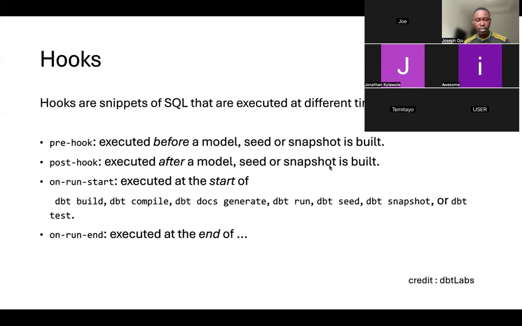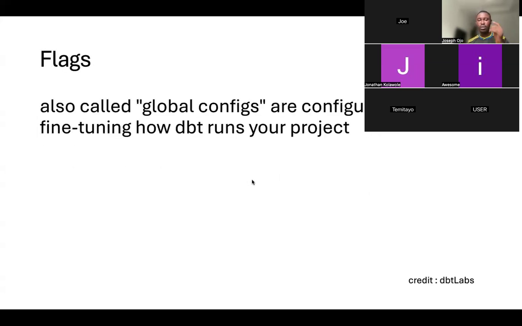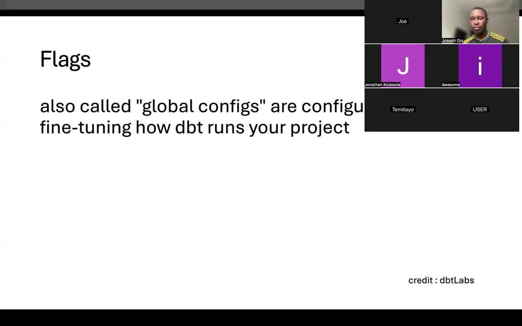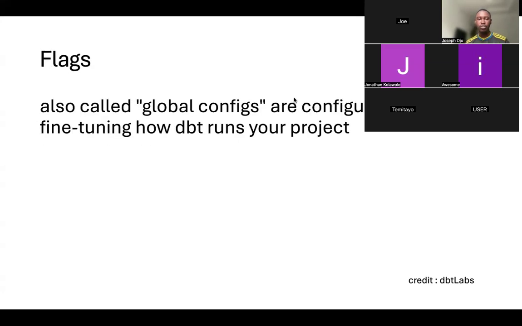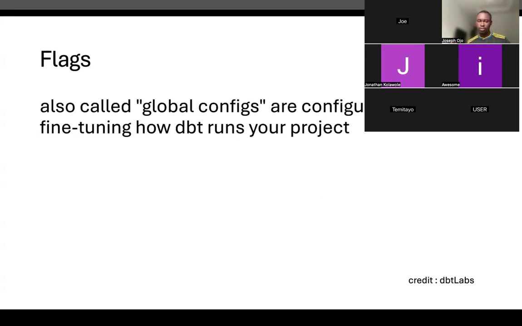So to go to the next one, we are going to be talking about flags. As from the past 3 weeks that you guys have been doing classes and also practicing on your own, you would have used one or more flags. And what are dbt flags? dbt flags are global configurations that basically give you the ability to change or tell dbt how to run your project.